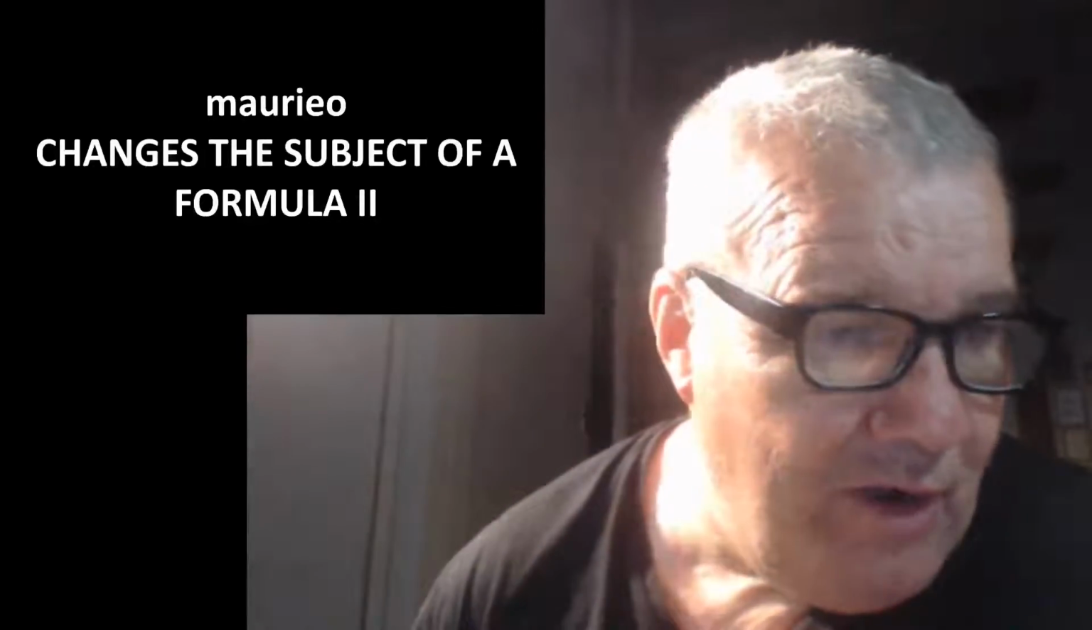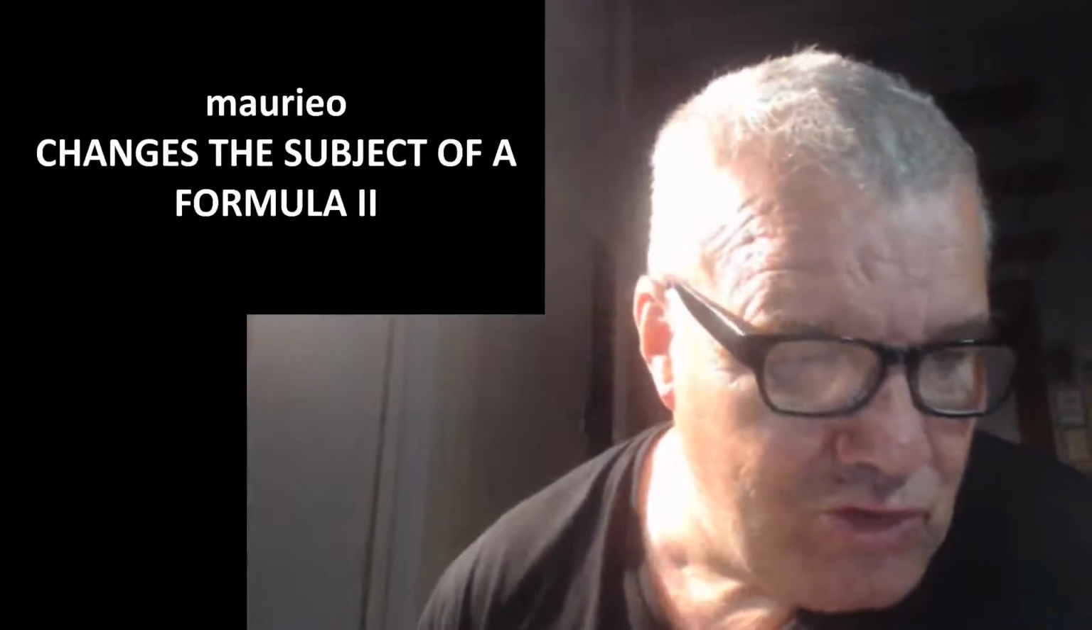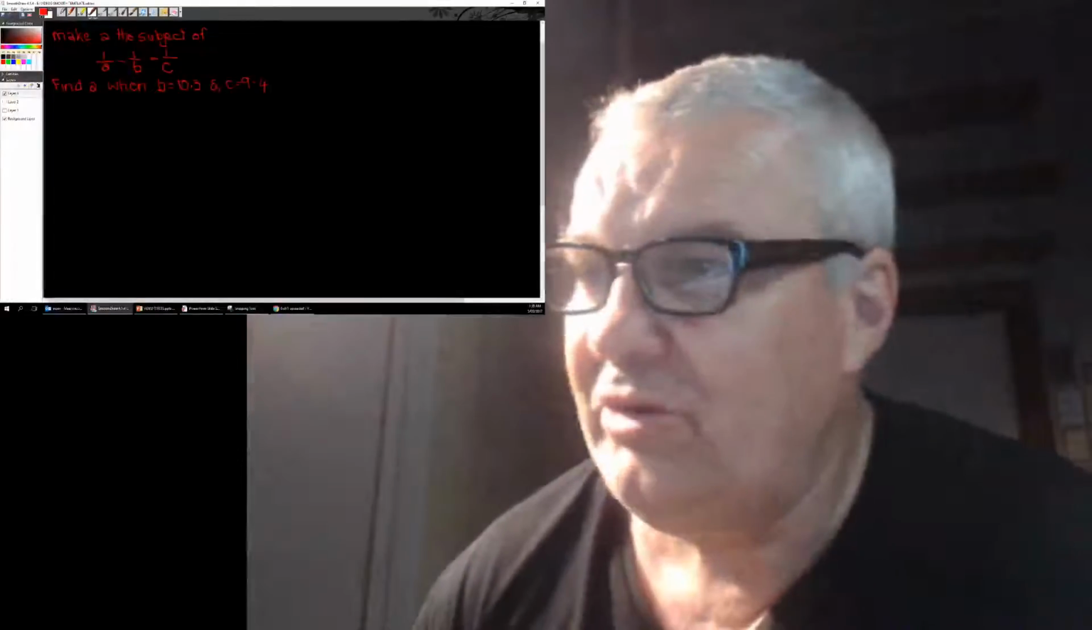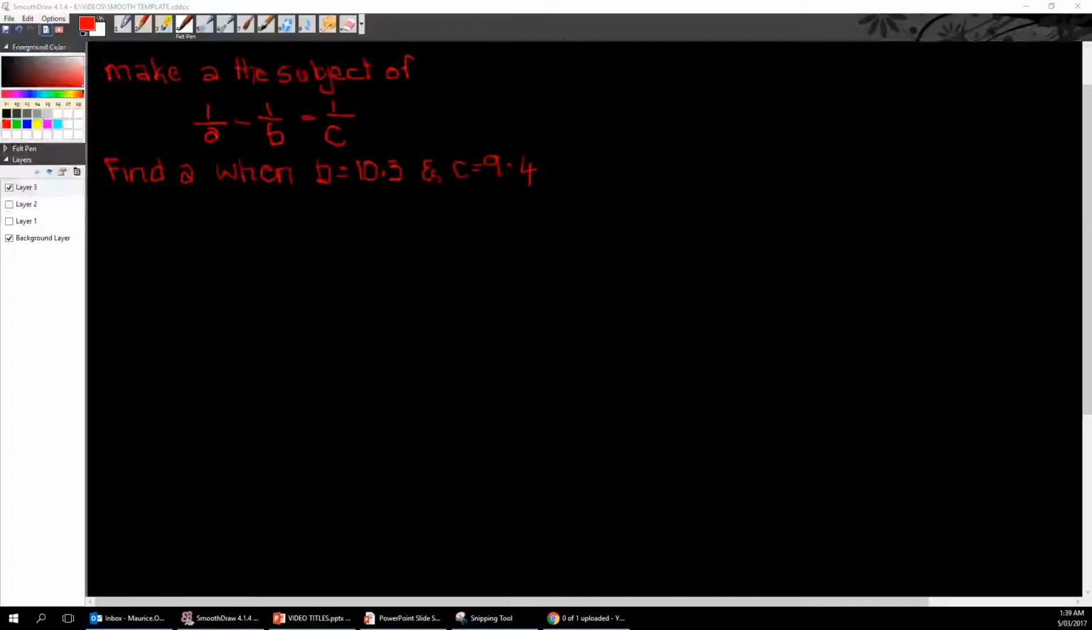Right, let's go to Smooth Draw and put it up on the big screen so we can all have a closer look. So here it is. There's our pen all ready and waiting there, except, oh, here's the pen trapped under the keyboard. Okay, so the first thing is to make A the subject of that. I'll put it down here.